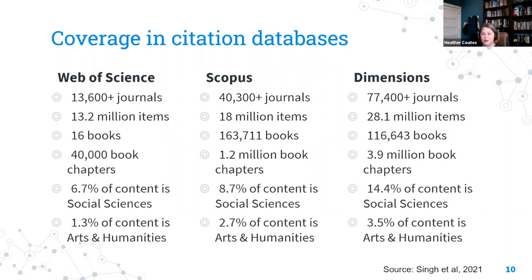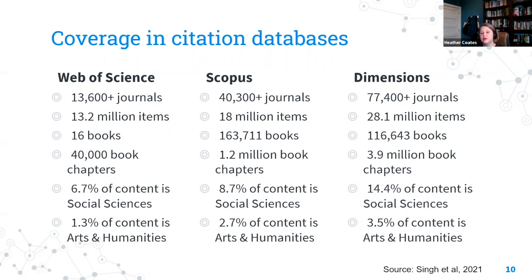If we look at Web of Science, whose expressed intent is to be selective, we can see that the coverage is relatively limited. There are only 13,000+ journals, and particularly relevant for this audience, only 6.7% of the content is classified using their subject categories as social sciences, and only 1.3% is arts and humanities.